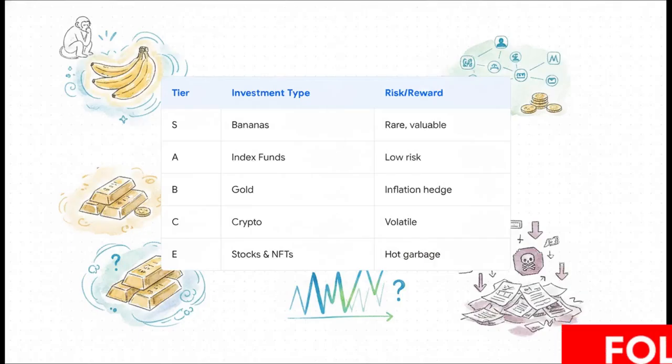This is where you force your leaves to work for you. This asset tier list ranks our monkeys' options to beat inflation. Up at the top, we've got the supreme safety of S-tier bananas, rare, valuable, and edible. Right below that, A-tier index funds offer really consistent returns, while gold sits comfortably at B-tier as a reliable inflation hedge. Down at C-tier is your highly volatile crypto, and at the absolute bottom, the E-tier nightmare, individual stocks and NFTs, which, let's be honest, are often just hot garbage for the average investor.